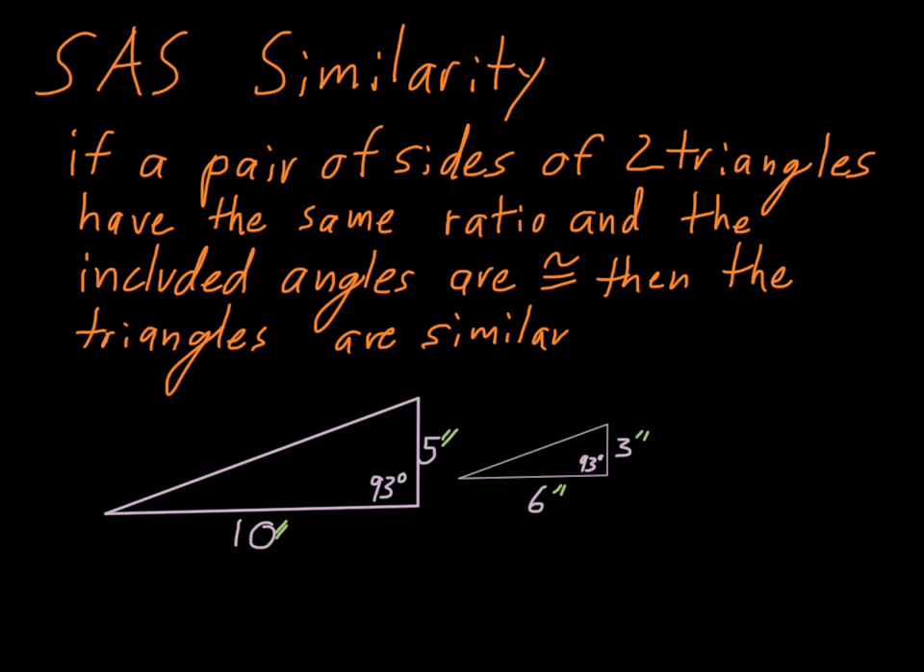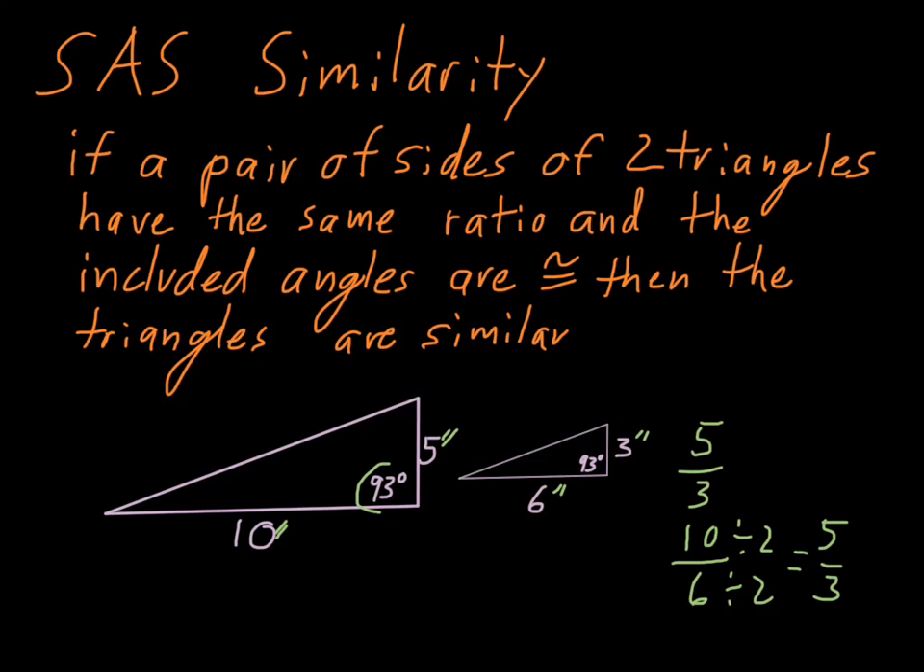We're going to look at 5 over 3, and we're going to see, does that equal 10 over 6? Well, I can reduce this ratio by dividing it by 2, and when I do that, that gives me 5 over 3. And this other ratio here is already reduced. We know that 5 over 3 is equal to 5 over 3. So yes, those are equal. So the next thing we need to look at is this included angle.